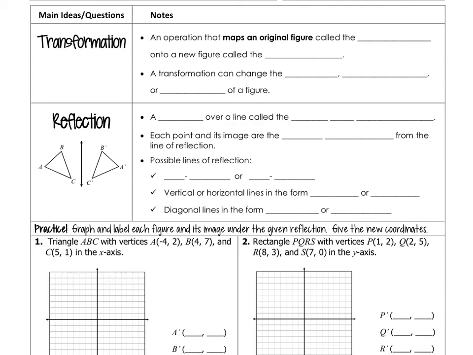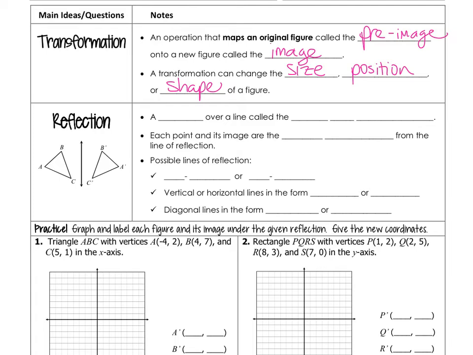Now that we've talked about what a regular transformation is, we are now going to talk about what a reflection is specifically. Just a reminder, a transformation is an operation that maps the original figure, called the pre-image, onto the new figure that's called the image. A transformation can change the size, position, or shape of a figure. Remember that our rigid motion transformations do not change the size of our figure. It'll still be the same shape and just a different position.